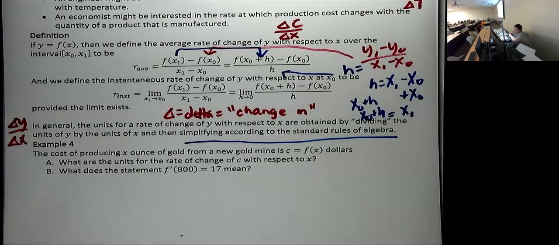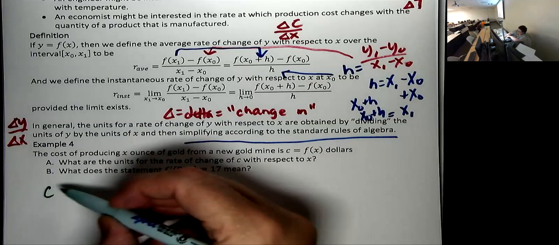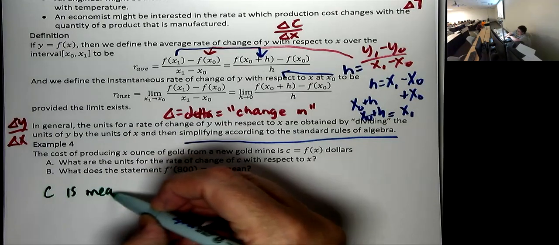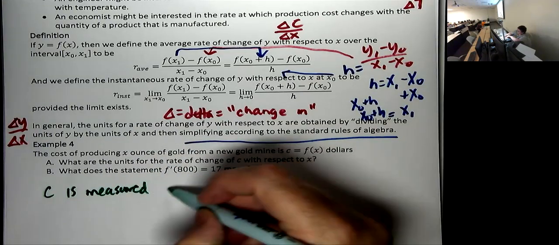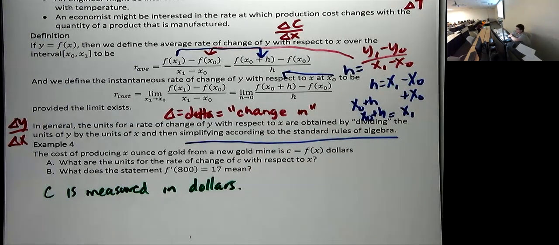So we're going to look at the cost of producing X ounces of gold from a new gold mine, and it's given as C equals F of X dollars. So this is telling us that C is measured in dollars. That's handy. Could have been a different country. Could have been the euro.